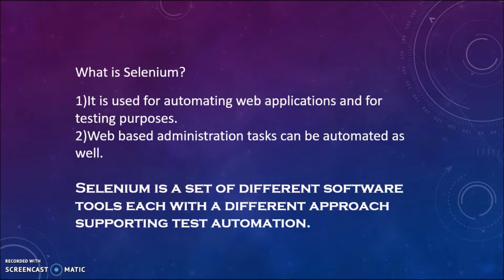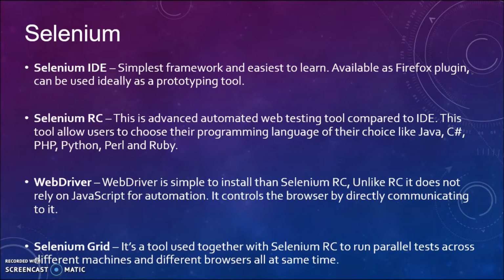So, what is Selenium? Selenium is a bunch of different tools with different approaches supporting test automation. It is used for automating web applications and for testing purposes. So what is automation testing? Automation testing is use of external software to control the execution of your test cases, and you can compare the actual outcomes with your predicted outcomes. So it helps with your web testing. Now, these are the four components of Selenium: Selenium IDE, Selenium RC, Selenium WebDriver, and Selenium Grid.